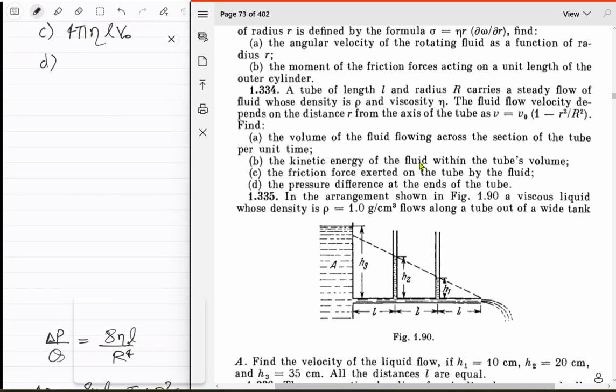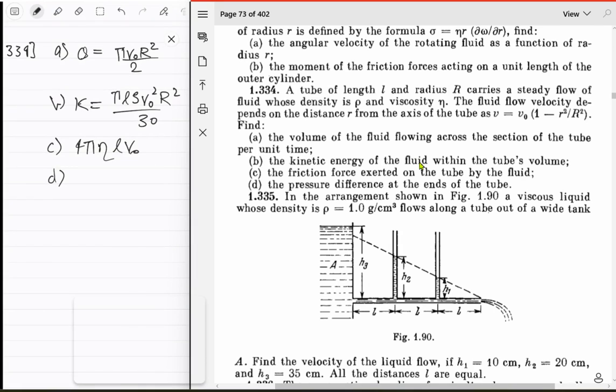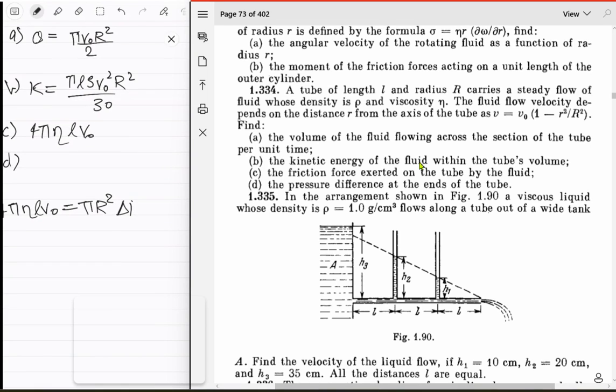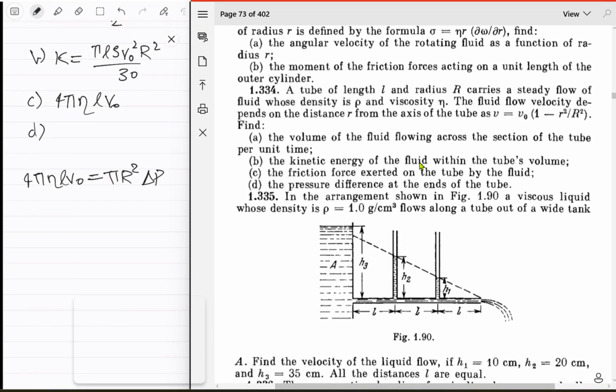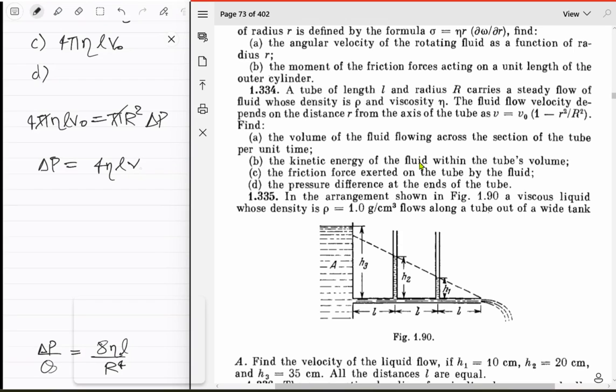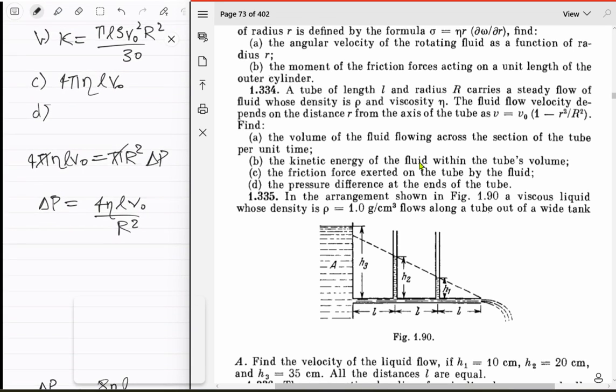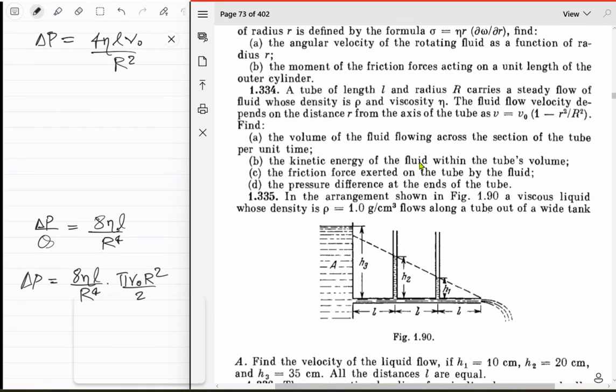Or you could always use this force kinetic part. So this is the viscous force, and this is equal to pi r squared. So 4 pi eta L V naught is equal to pi r squared times delta P, right? Which means delta P is just equal to, if what we did was correct, 4 eta L V naught upon r power 2. Let's see if that is actually the case. And there's a pi, so that got cancelled out.